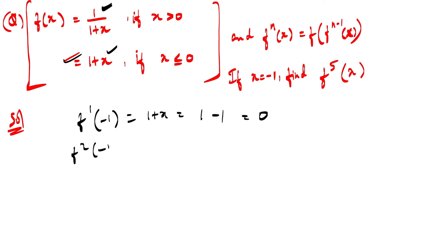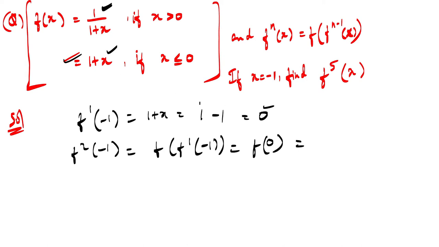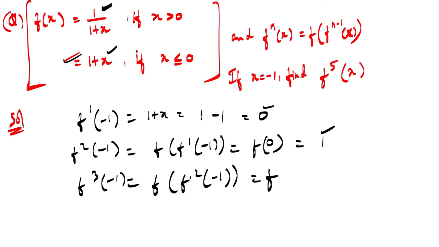What is f2 of minus 1? f2 of minus 1 can be written as f of f1 of minus 1. We know this is 0. Just substitute here 1 plus x, 1 plus 0. This is 1. f3 of minus 1 will be equal to, just substitute 1 here. We can write it as f of f2 of minus 1. This will be equal to f of, what is f2 of minus 1? 1. So f of 1.